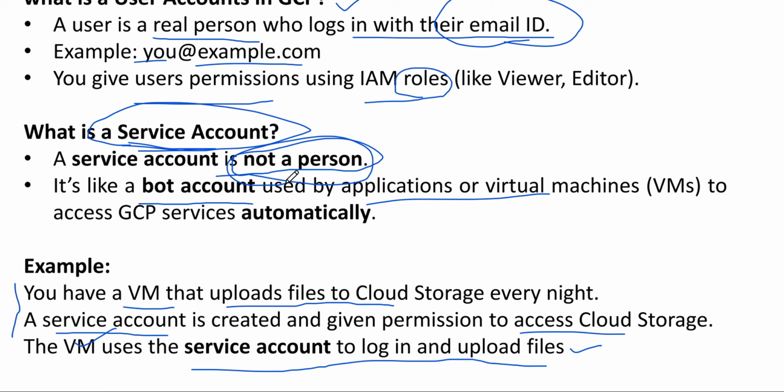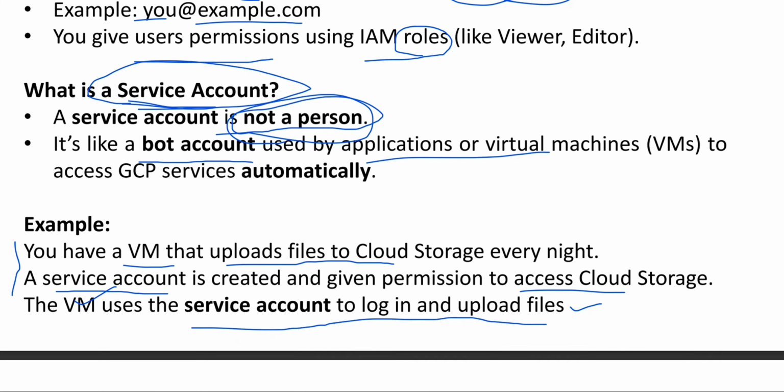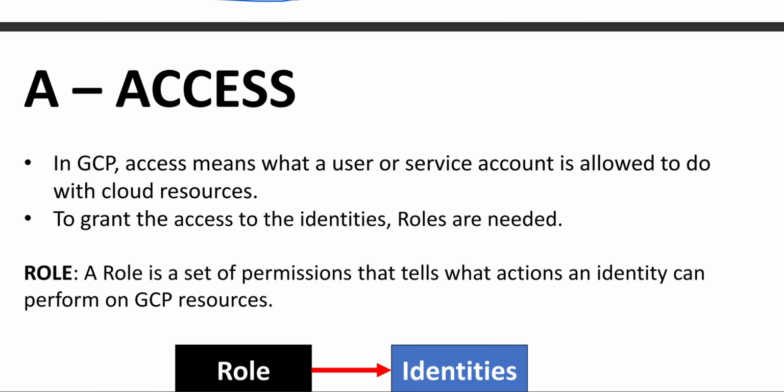A user account is nothing but a real person with their respective email ID. When it comes to the service account, there is no human present there. It may be a bot account or any other account that comes under the service account, where you can access the GCP services automatically. So these were the major differences that we need to understand in identity. Next, we can see what is meant by access.